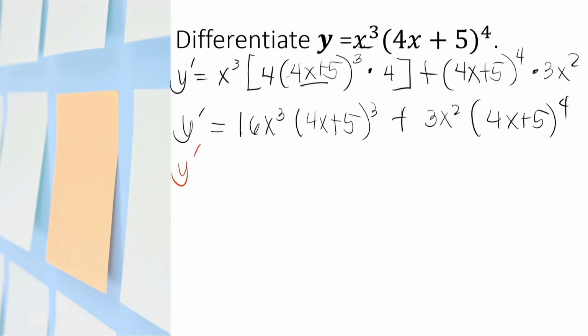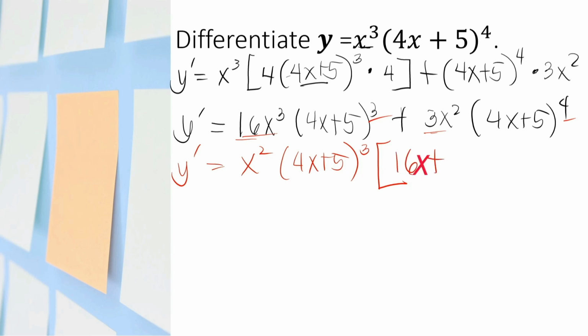And then, factor out natin yung common sa kanilang dalawa. So, dito sa 16x cubed and 3x squared, ang common sa kanila is x squared. So, hindi natin pwede factor out si 3, hindi naman siya divisible by 3, diba? And then, itong (4x plus 5) and (4x plus 5), yung mas mababang exponent yung ilalabas natin, which is 3. Then, ayan, so 16x cubed times (4x plus 5) raised to 3 divided by x squared times (4x plus 5) raised to 3. So, that is 16x plus 3x squared divided by x squared, so 3 na lang. Then, (4x plus 5) raised to 4 divided by (4x plus 5) raised to 3. So, matitira is 1 exponent ng (4x plus 5).